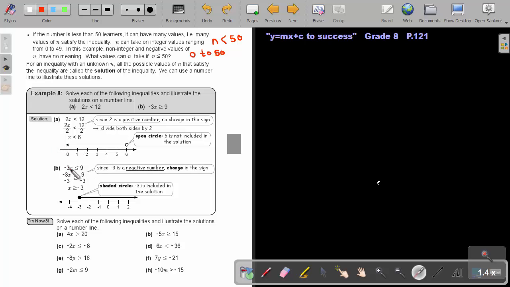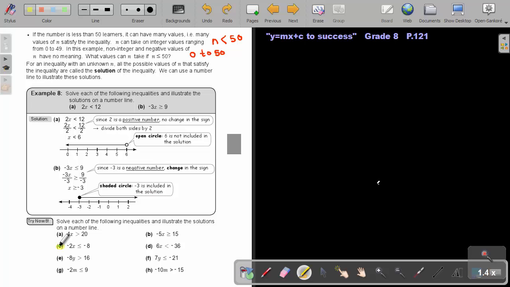And if I look at this one, negative 3x is smaller than or equal to 9. Since you're going to divide by negative 3, as soon as you divide by negative 3, that inequality sign must swap to the other side. So smaller than or equal to will become greater than or equal to. So the negative number changed the inequality sign. And now, due to the fact that there's an equal sign, you will shade that circle. So a shaded circle because negative 3 is included in the solution.